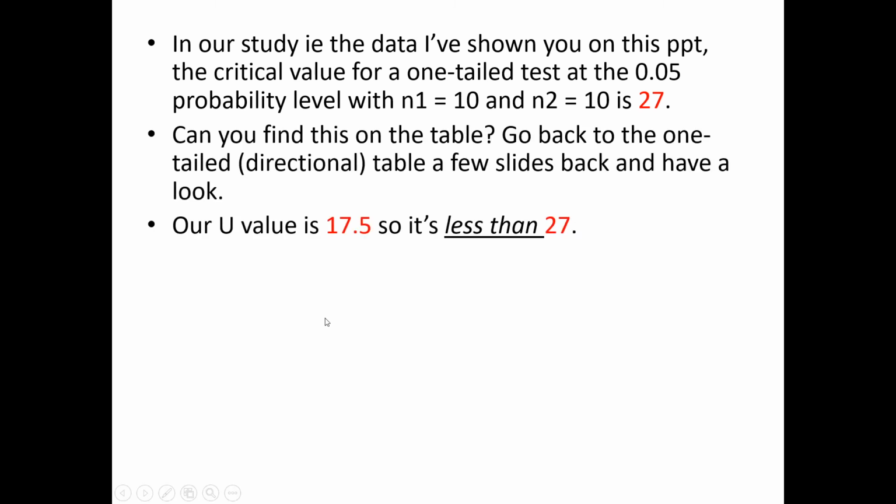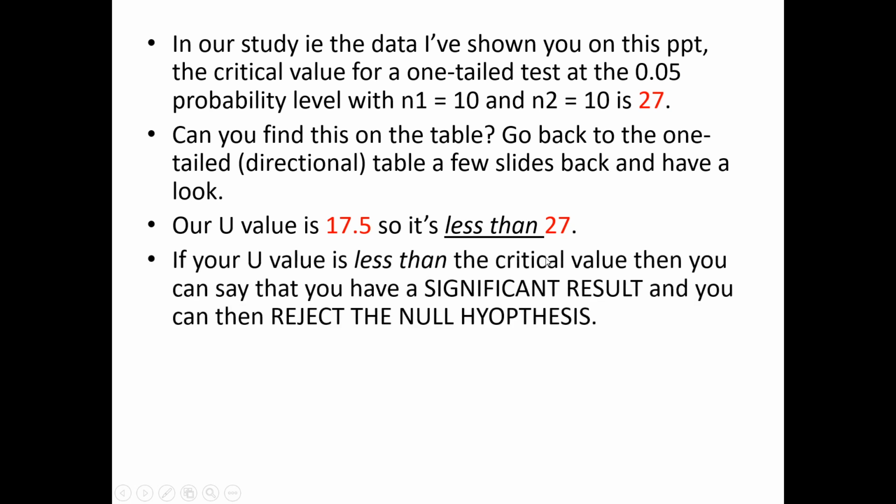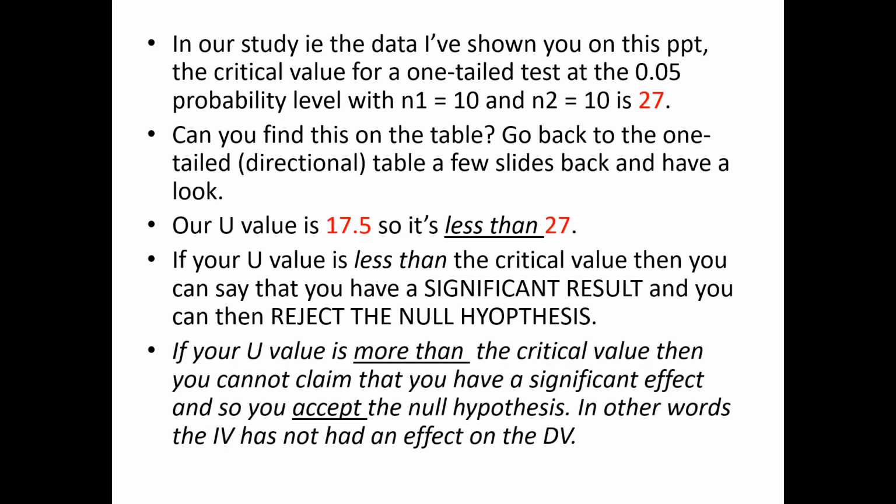So you'll notice that it's a different number with the two-tail. So do make sure that you're using the correct table. So our U value, remember we had already calculated our U value at 17.5, so it's less than 27. Now if you have a U value that is equal to or less than your critical value, you can claim significance. So 17.5 is less than 27, so we can say we have a significant result. We can reject the null hypothesis. The IV has had an effect on the DV. Now, if your U value is more than the critical value, then you cannot claim you have a significant effect. You accept the null hypothesis. In other words, the IV has not had an effect on the DV.